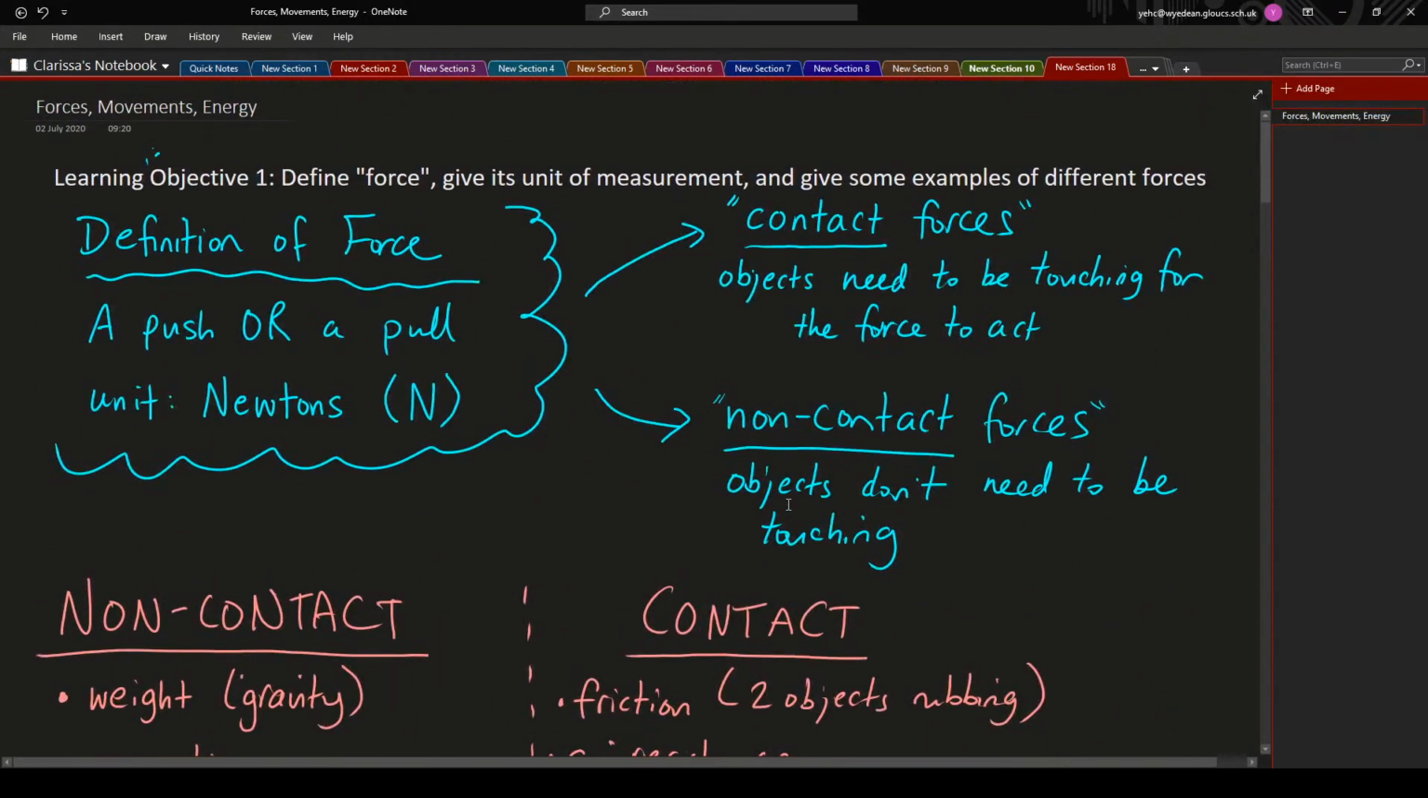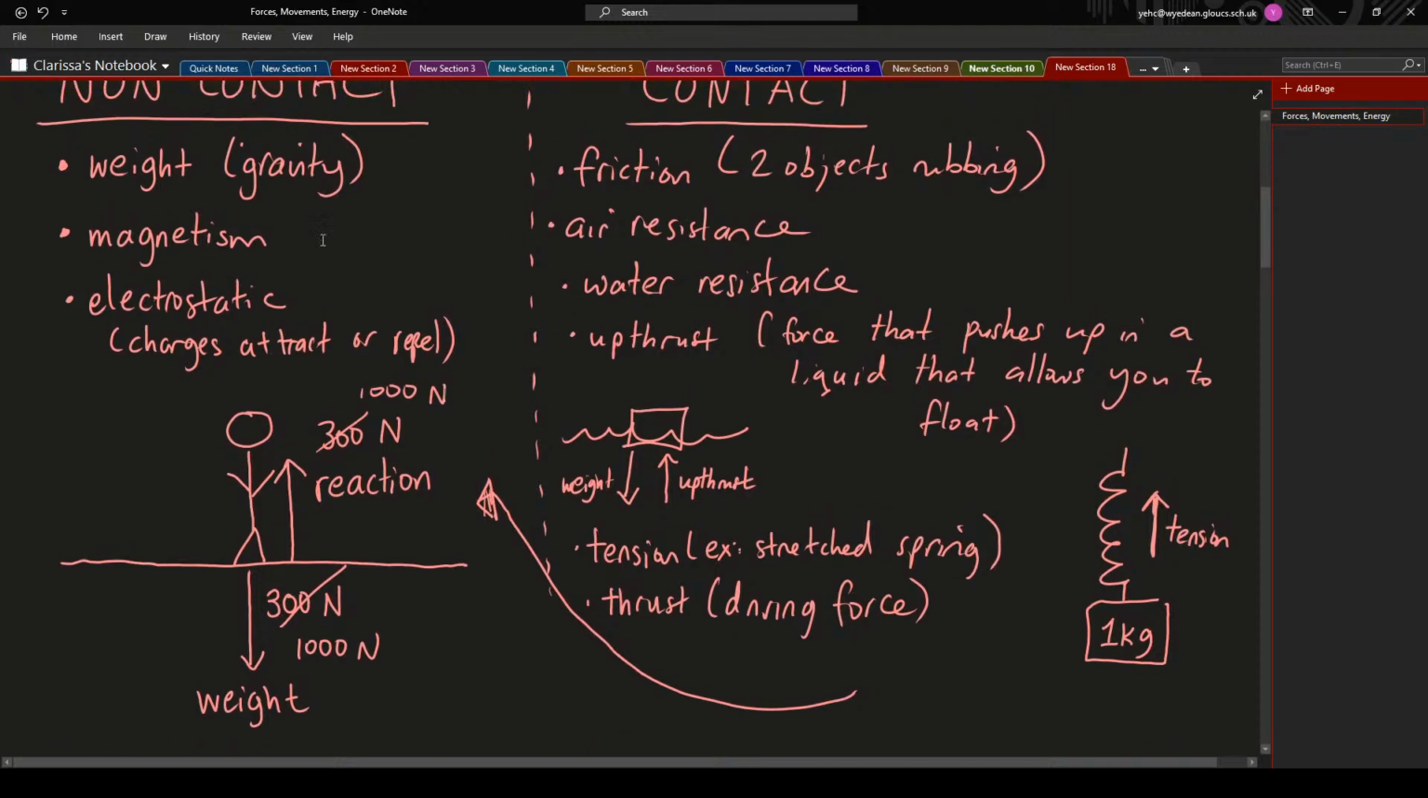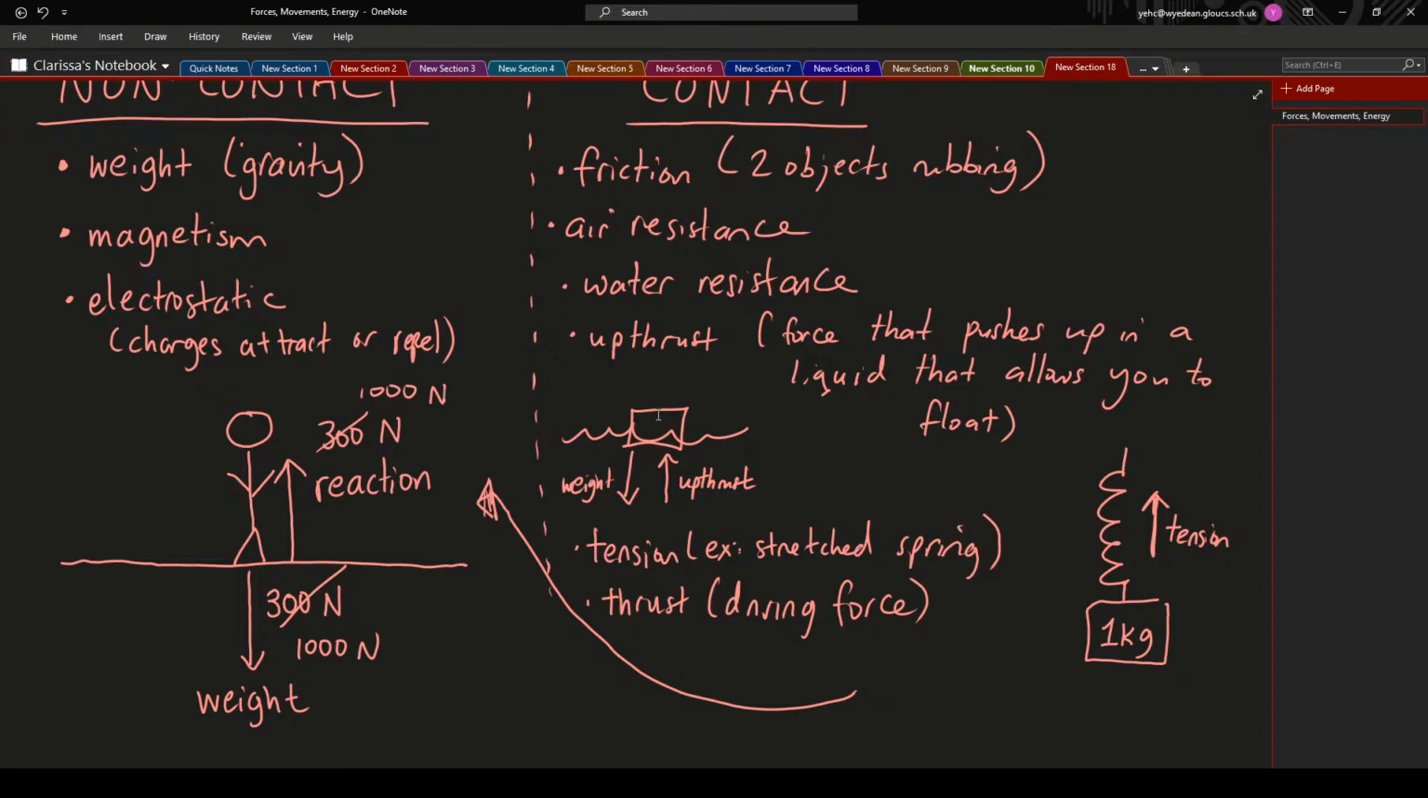Right, so our first learning objective, we've defined a force, we know its unit of measurement is in newtons, and we also talked about some examples of different forces. Don't worry too much about needing to memorize all of these. It is literally just purely having a think and being familiar with all the different force names.